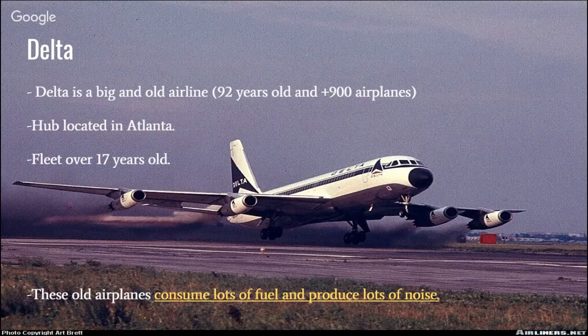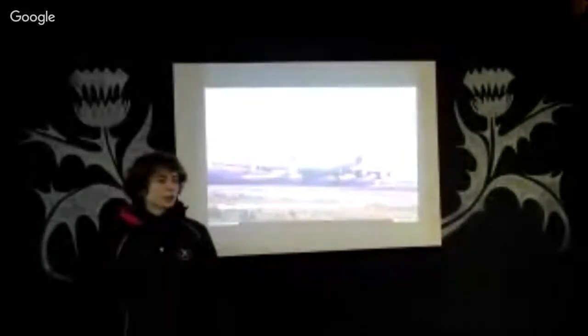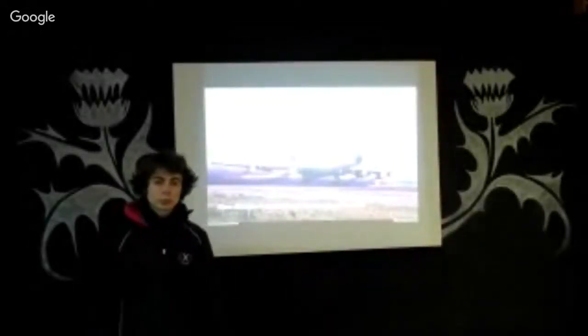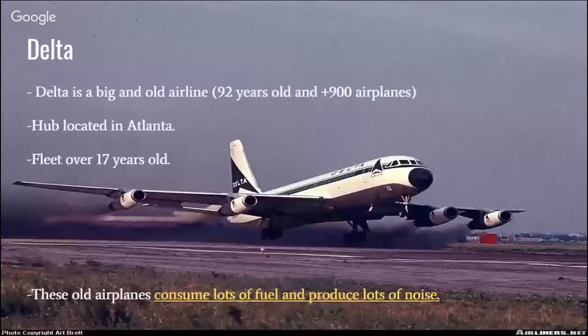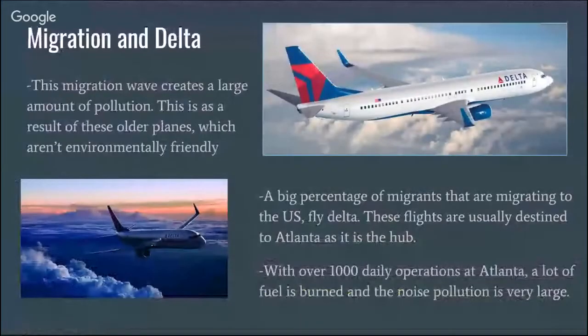Now we're going to talk about Delta. Delta is a pretty old airline. It is 92 years old and has a fleet of over 900 airplanes. As my colleague said before, its hub is located in Atlanta, and the fleet age of this airline is 17 years. So this means that the airplanes are pretty old, which means that they burn more fuel than the ones that are flying now, and more noise is produced by them.